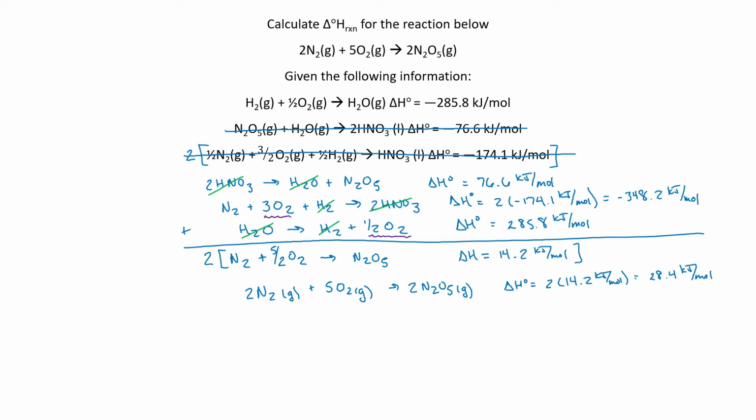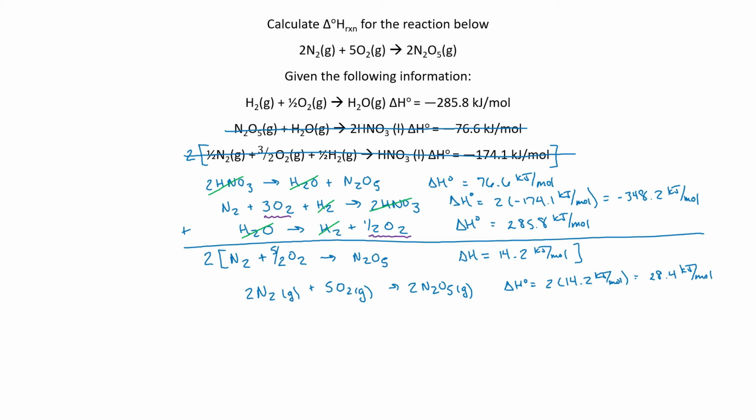Maybe in the path you took, you didn't have to multiply your final reaction by 2. That is perfectly fine as long as you get the final overall reaction and you end up with a delta H of 28.4. So that is one way to calculate enthalpy for a reaction.